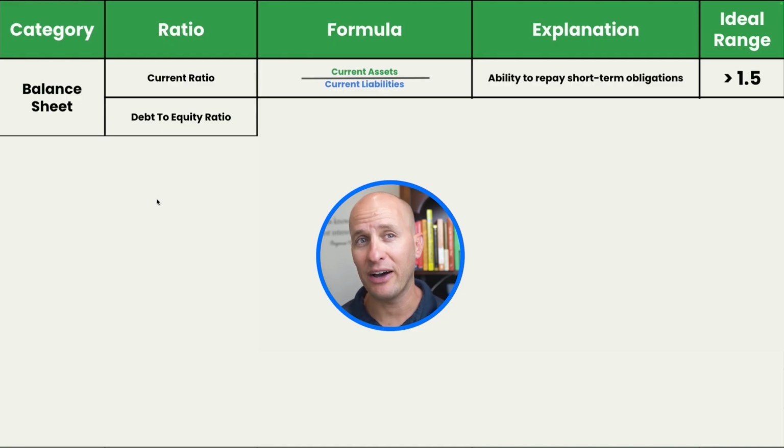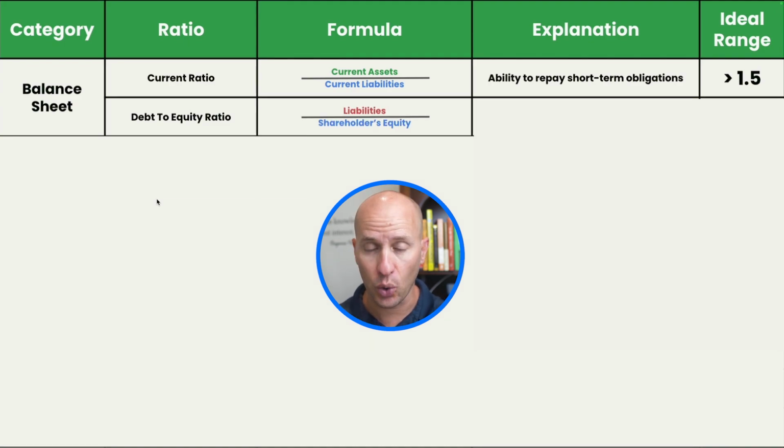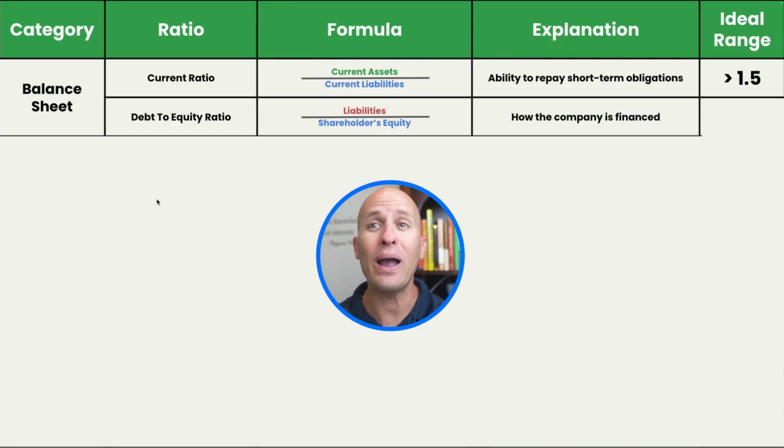That brings us to balance sheet ratio number 2, which is the company's debt to equity ratio. The formula here is the company's total liabilities are in the numerator and the company's shareholders' equity is in the denominator. Now, this ratio tells us how a company is financed, and an ideal range for this number is for it to be below 1.0.